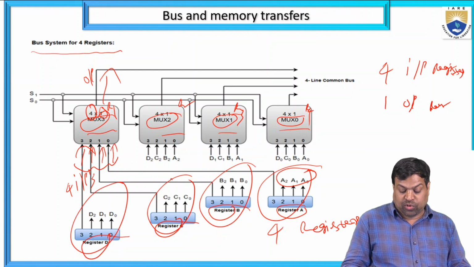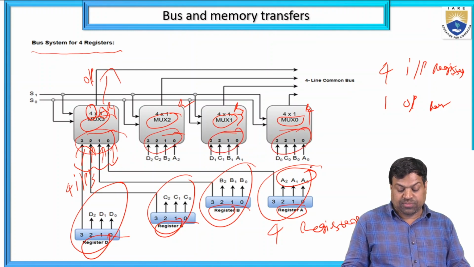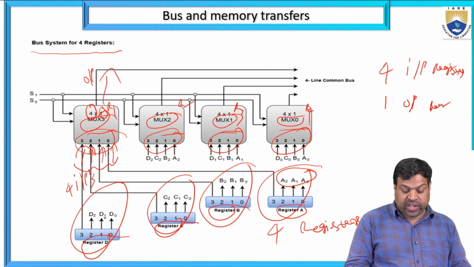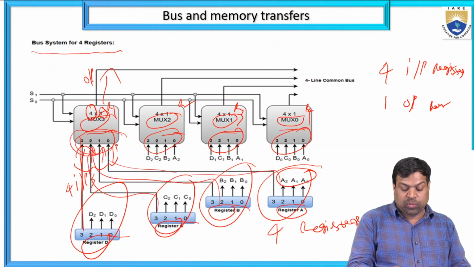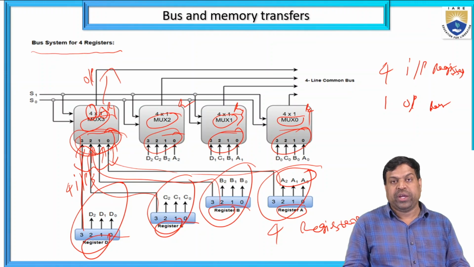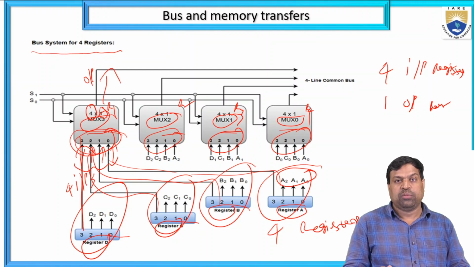Each has 4 lines. At a time only one multiplexer has to be activated. Suppose I am taking A0, A, B, C, D. At a time 4 are not possible. One line is from D, one line is from C, one line is from B, one line is from A. So A input 1 line, B input, C input, D input: 4 input lines, only 1 output line. Here also I am taking the A2 line, B2 line, C2 line and D2 line. Only one input from each register; each register supplies only 1 bit.